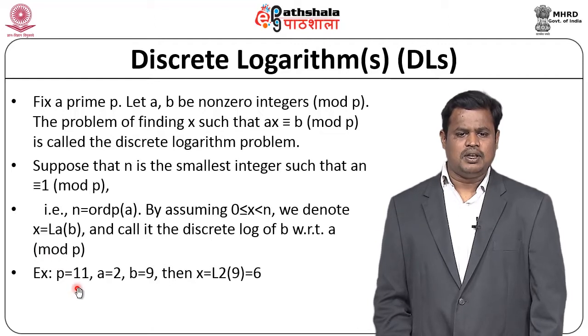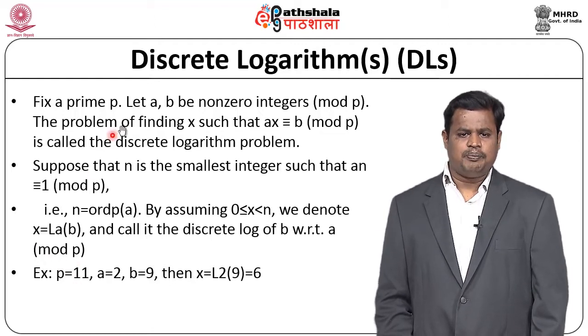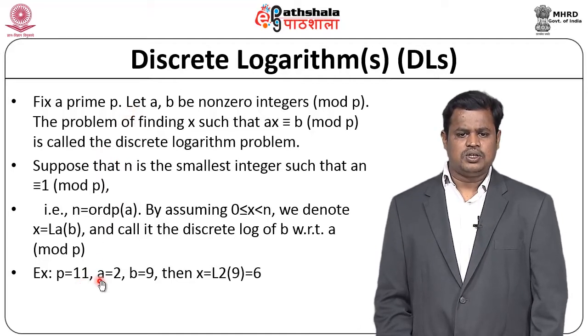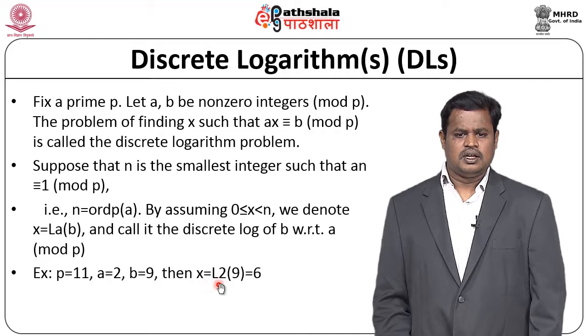So, here is an example. Let us assume p is 11, that is your prime number, and a is equal to 2, b is equal to 9. Then what is x here? x is L2 of 9, which is equal to 6.